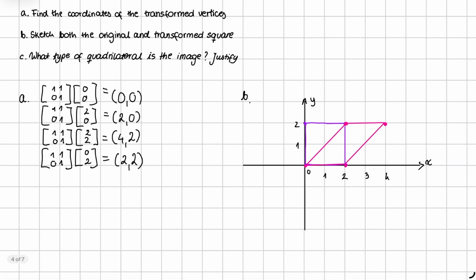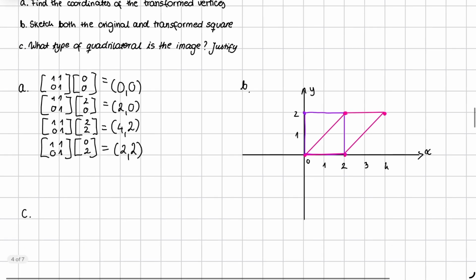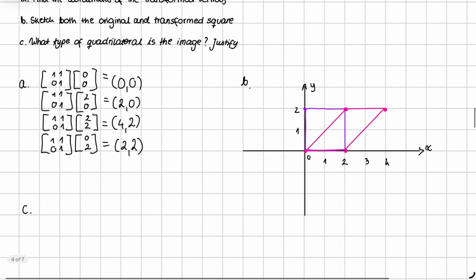And in C, we have to decide what type of quadrilateral the image is and justify our answer. So we can observe that these two sides are parallel to each other, and these as well. So our quadrilateral is a parallelogram because it has parallel sides.